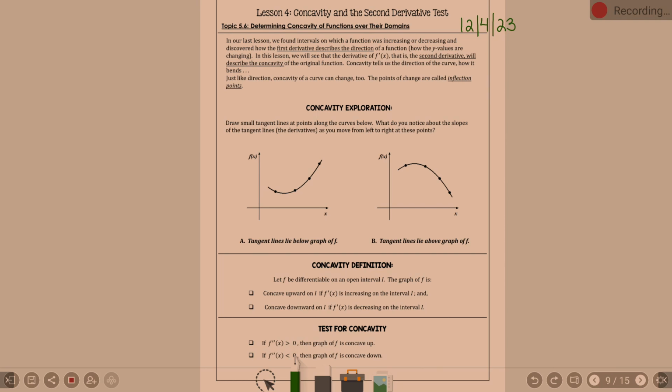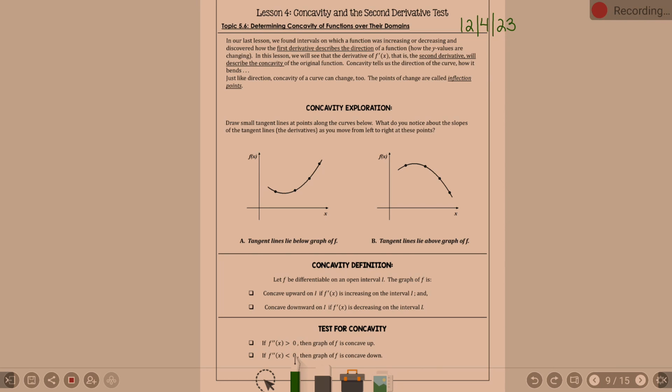Just like a direction, the concavity of a curve can change too. These points are called inflection points. So when increasing and decreasing change, it changes at a min or max. When concavity changes, it usually changes at an inflection point.